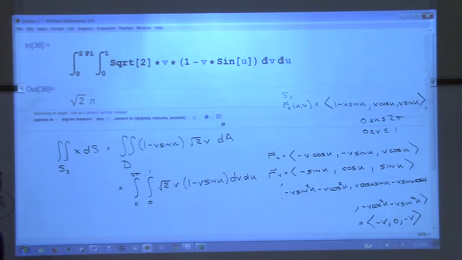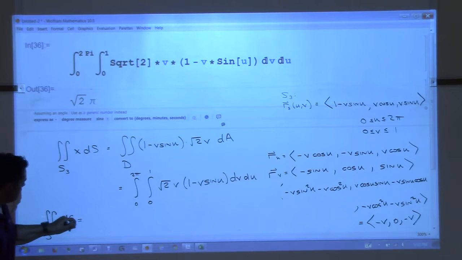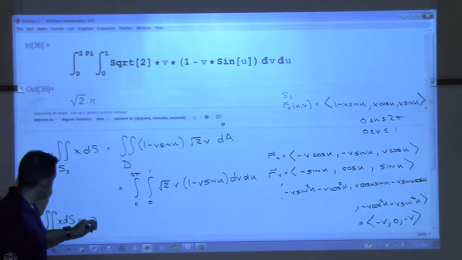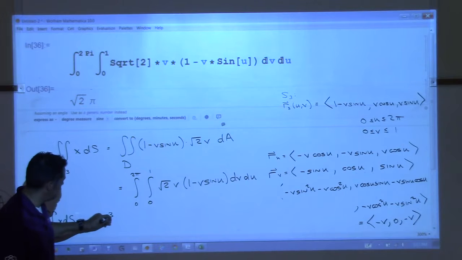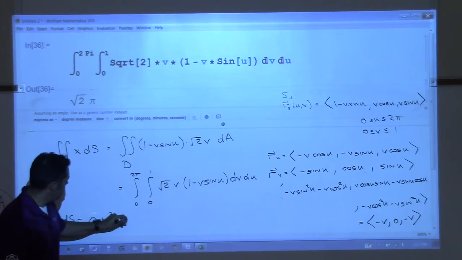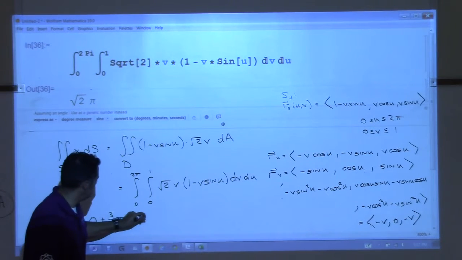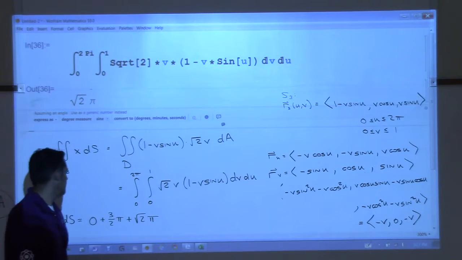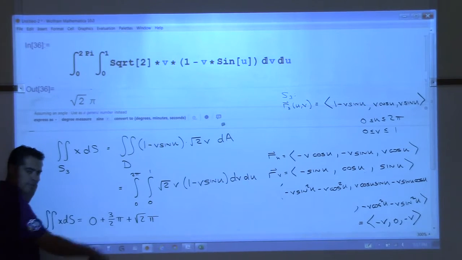Okay, so it looks like that's turning out to be root 2 times pi. So the final answer to this was the first one, which we got 0, plus the second one, which was 3/2 pi, plus the last one, which was root 2 pi. So of course, just this.